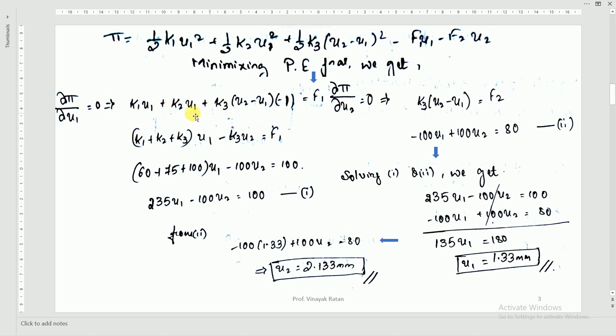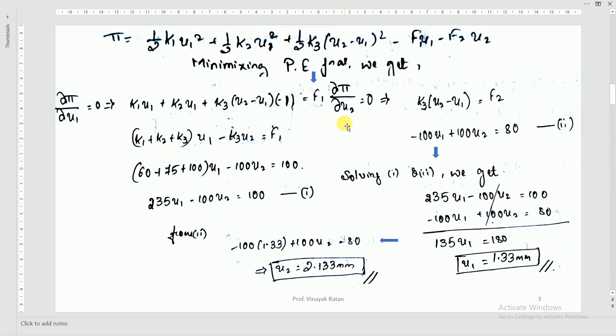You take U1 common here. When you take U1 common, you will get (K1 plus K2 plus K3) into U1 minus K3 into U2 equal to F1. This is what you get when you differentiate with respect to U1. When you differentiate with respect to U2, the first terms become 0, only this term is there, that is 1 by 2 into 2 into K3 (U2 minus U1). When you again differentiate with respect to U2, you will only get 1. So you remain with K3 (U2 minus U1) equal to F2. You have to take F2 to the other side. So these are the two equations which you get.